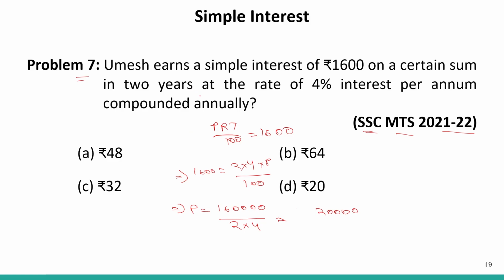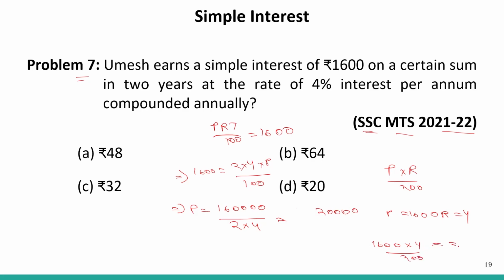Okay, so let's see for a certain principal amount S. So let the principal amount here be S, or P let it be, for 2 years. So the difference between compound and simple interest will be what? It will be S into R by 200, right? So S is equal to P, right? So P is equal to 1600, R is equal to 4.